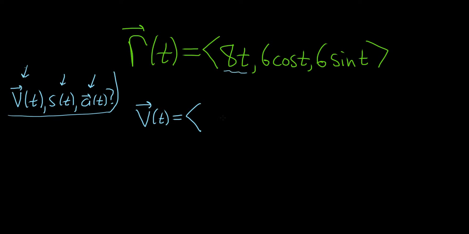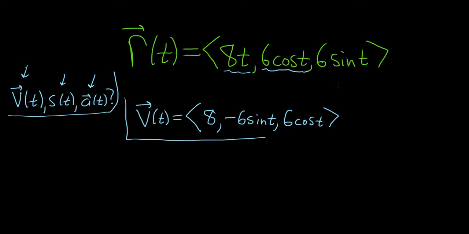So the derivative of 8t is 8. The derivative of 6 cosine t is going to be, well, the derivative of cosine is negative sine. So this will be negative 6 sine t. And the derivative of 6 sine t is 6 cosine t. All right, that's it. That's our velocity function. It's a vector valued function.